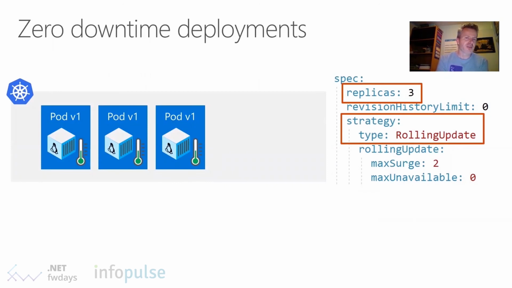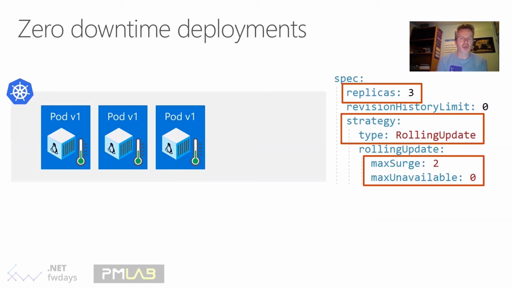We specify that if we upgrade these pods with containers running in them, we want to do a rolling update. And during an update, we say that there can never be any of those 3 replicas unavailable. So we say 0 unavailable. There should always be at least 3 of those replicas. And while we're replacing them, we can only have an additional 2 new pods running while the old ones go away. This is for 3 replicas.